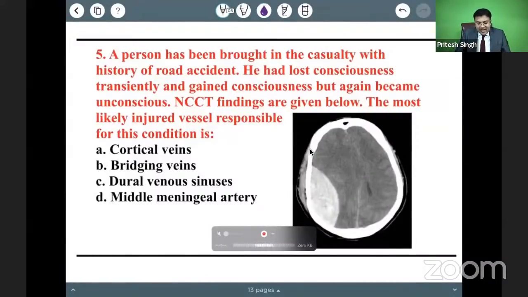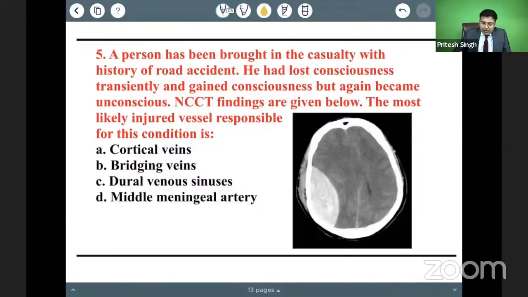Thank you, sir. So here again, first we'll see the questions and then we will discuss. See the question. A person has been brought in the casualty with history of road accident. He had lost consciousness transiently, gained consciousness, and again became unconscious. It means what is positive? Tell me which interval is positive. Lost consciousness transiently, gained consciousness, again became unconscious. So what is the name of this interval? This is lucid interval.